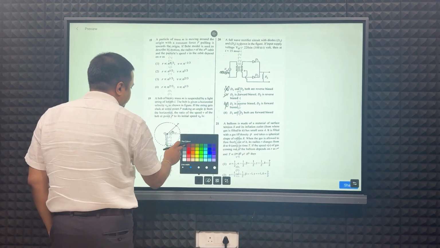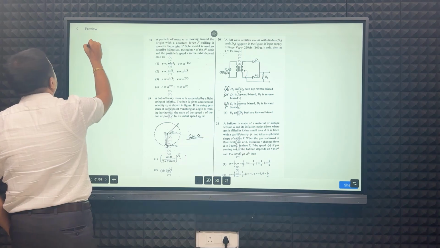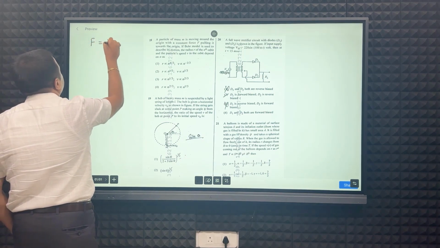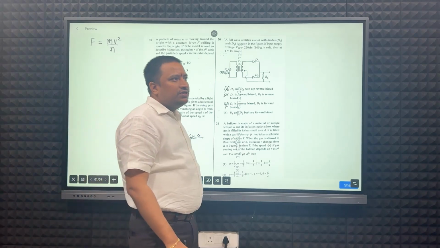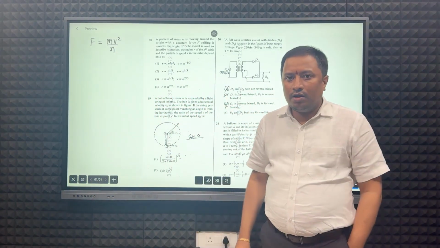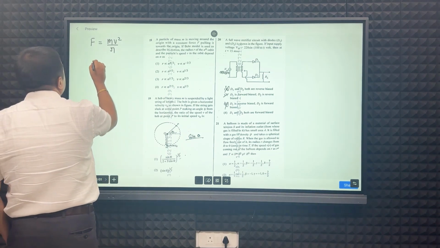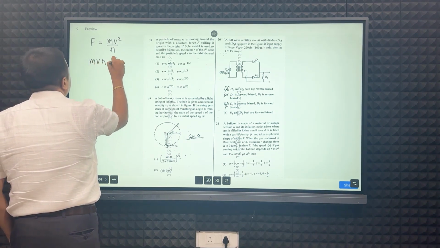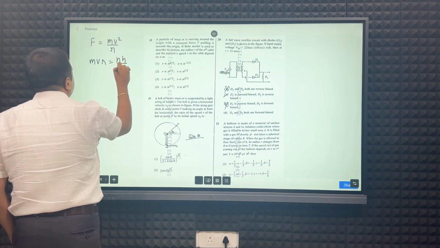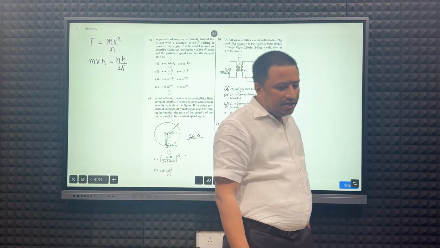Let us do this. What is it about? Let's say a particle of mass m. So I can directly write force will be mv square by r, centripetal force. Here we have force is directly proportional to v square, as well as you must be knowing that mvr equals nh by 2 pi.